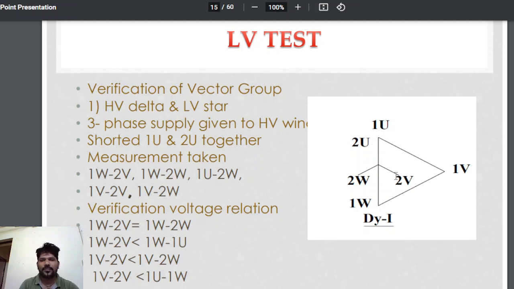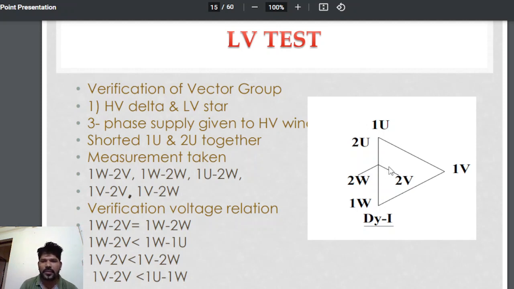Okay, so here this is Dy1. Primary side delta, secondary side star, and the phase displacement is 1, primary to secondary. Or sometimes we will see Yy11, Dd1, Dd0, or Yd1, Yd11 like that. This is the vector diagram. This is the vector group we can say. So whether this vector group is verified or not, we have to find.